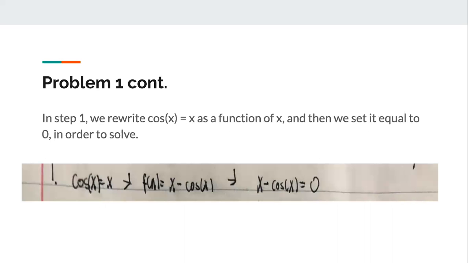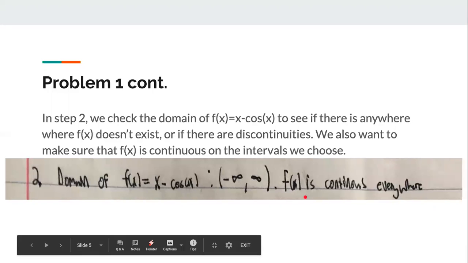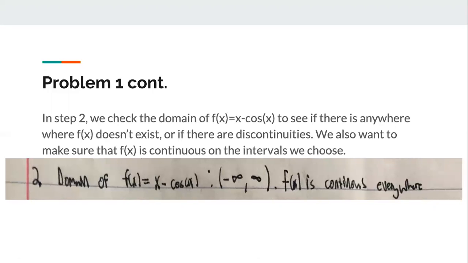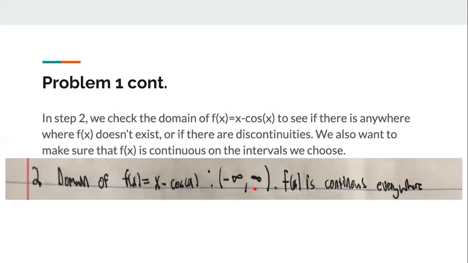So in step 1, we rewrite cosine of x equals x as a function of x, and then we set it equal to 0 in order to solve this and find a solution. So in step 2, we check the domain of f of x equals x minus cosine of x to see if there's anywhere f of x doesn't exist or if there's discontinuities, because we want to make sure that f of x is continuous on the interval that we're choosing. And so after finding the domain, we see that it's -infinity to infinity, which means f of x is continuous everywhere, which means we are safe to pretty much choose any numbers for our interval, and we know that f of x will be continuous on those.